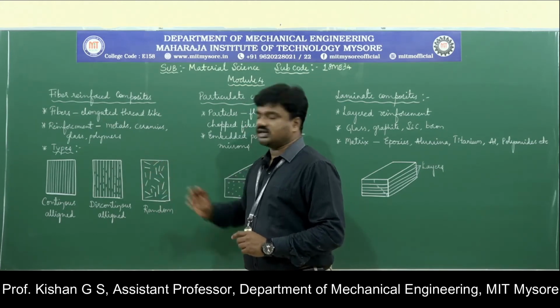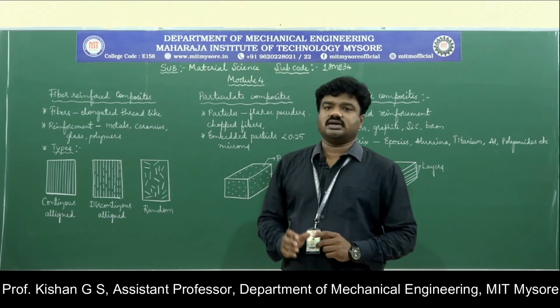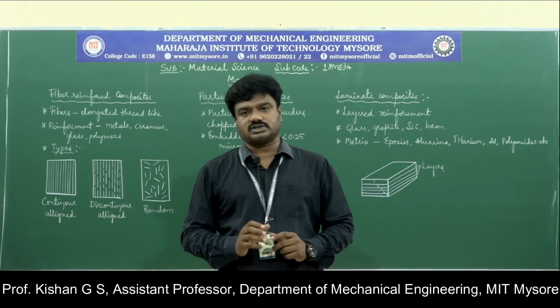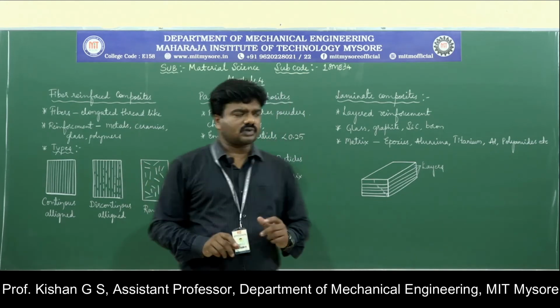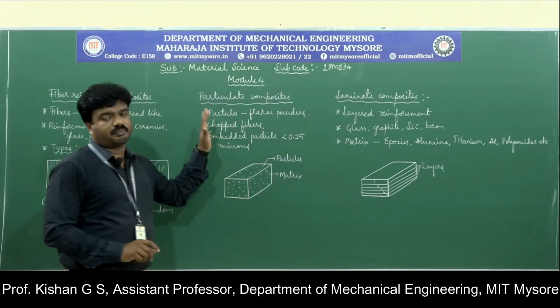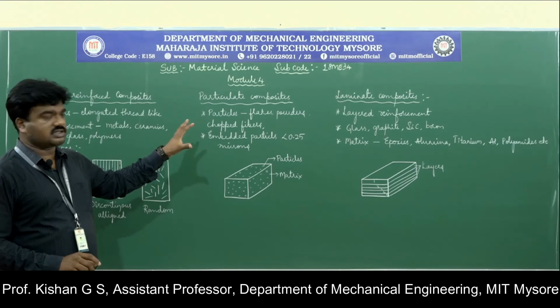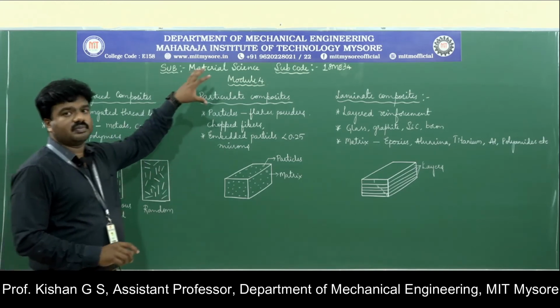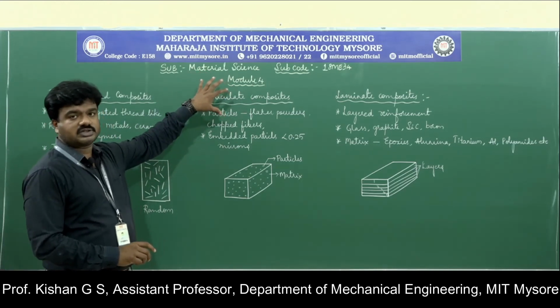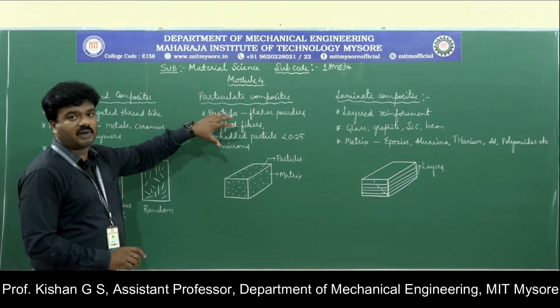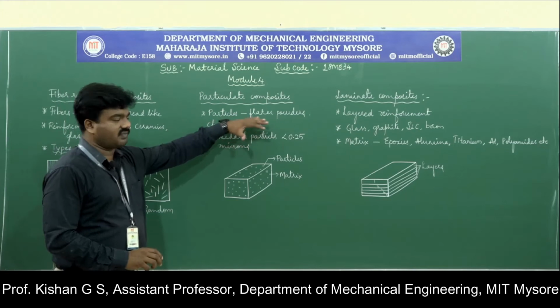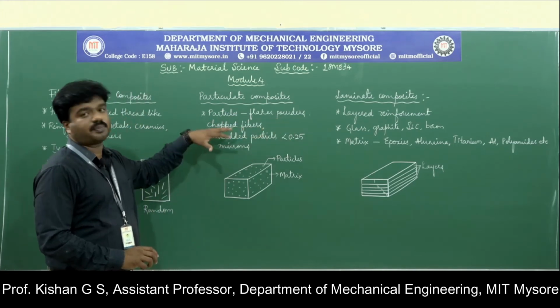Hence this category is considered as random and discontinuous type of fibers. So this is about the fiber reinforced composite. Next comes the concept of particulate composites as it has been defined. The reinforcement type, that is particulate composite, consists of the reinforcement in the form of particles, which are generally flakes, powders or chopped fibers.